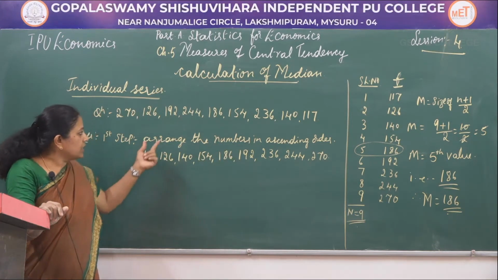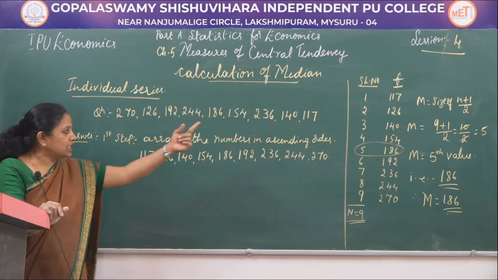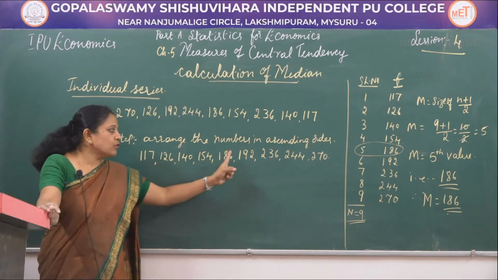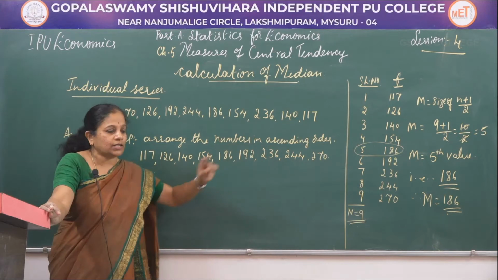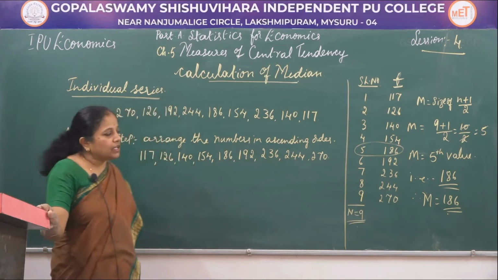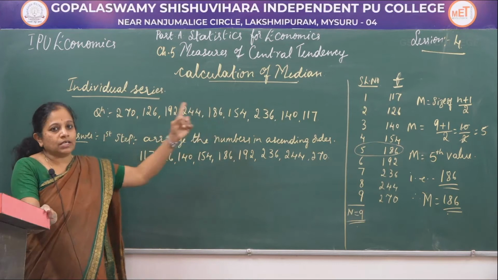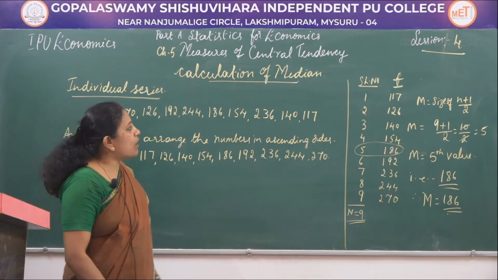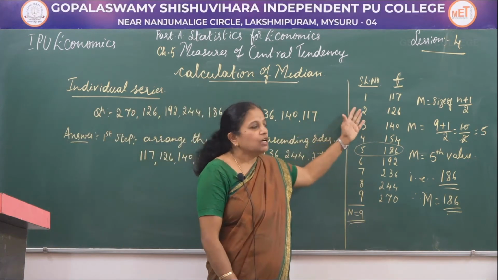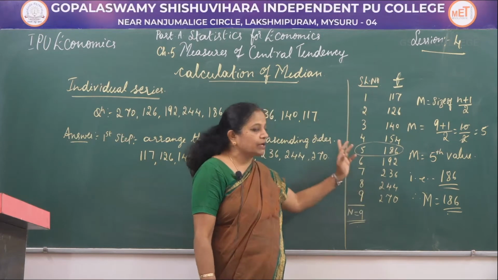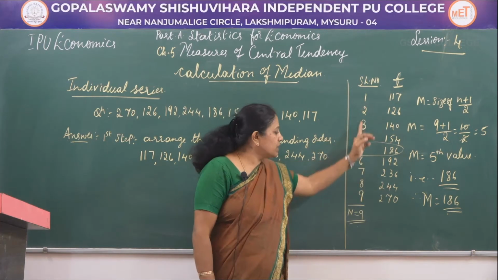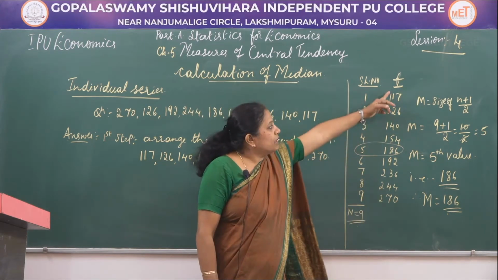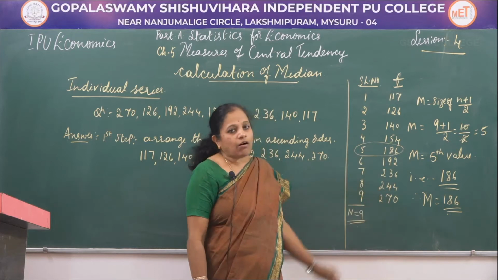The ascending order is, at first we will see the least number, that is 117, then we have 126, then 140, 154, 186, 192, 236, 244 and 270. So totally there are 9 numbers and all the 9 numbers are arranged in the ascending order. After that we have to calculate the median. So we will put the serial numbers like this. Since we have 9 numbers, we have written all the 9 here and the n value here is 9. The numbers are written here in the ascending order only.